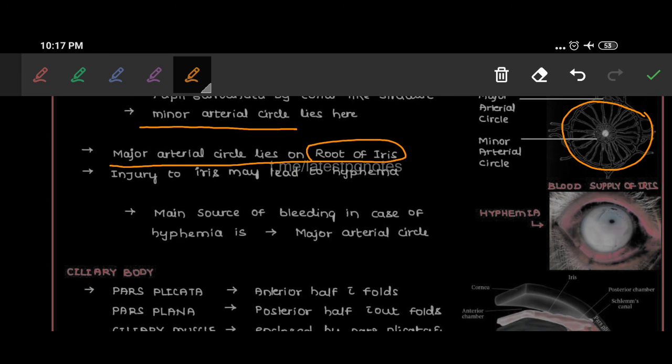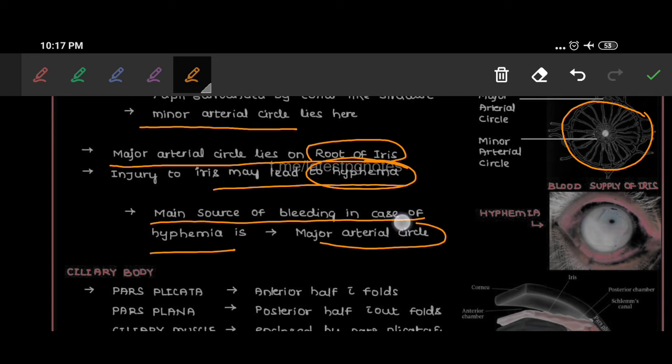Injury of the iris may lead to hyphema. Any bleeding in the eye is also known as hyphema. And the main source of the bleeding in case of hyphema is the major arterial circle.